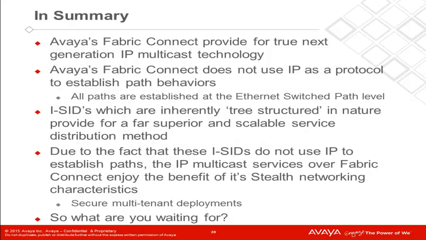To summarize today's session, we covered Fabric Connect's next-generation implementation of IP Multicast on SPB. Recall that the Fabric utilizes ISIDs to establish multicast distribution trees rather than the complexities of IP reverse path hop-by-hop routing. Also, due to the fact that ISIDs are not based on IP as a routing protocol to establish these paths, they are in essence invisible to typical IP and multicast scanning techniques, which adds for both stability and security. Some of the largest IP multicast deployments in the world are now based on Avaya's Fabric Connect technology. They have made PIM an acronym of the past. So, what are you waiting for?